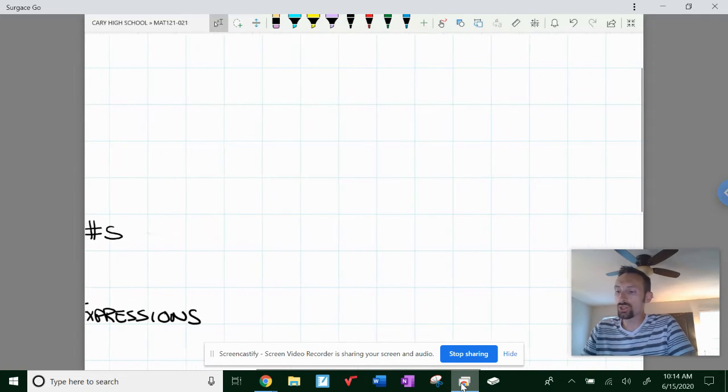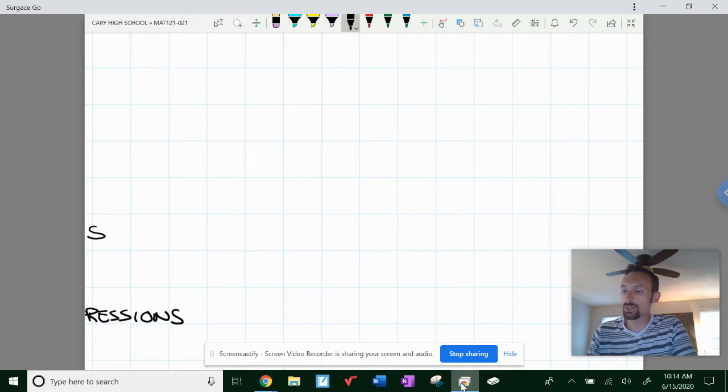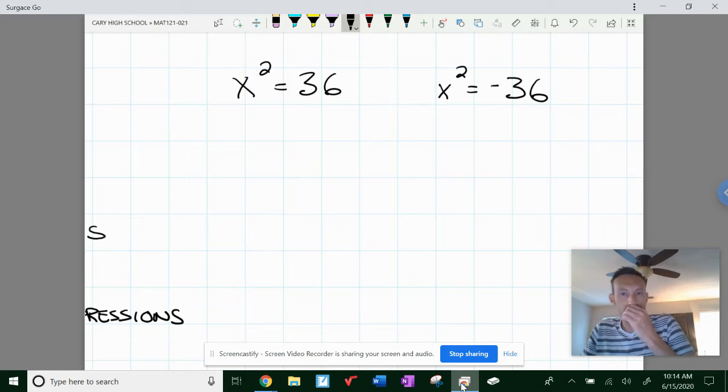And so I want you to consider two basic equations. Let's consider the equation x squared equals 36 and x squared equals negative 36. These are two equations that are very similar with very different answers. Some of you might remember this from previous math classes. For some of you, it might feel like you're seeing this for the first time. But what this is saying is basically there's some number x that when I square that number, when I multiply that number by itself, in the first equation, I'm getting 36. And in the second equation, I'm getting negative 36.